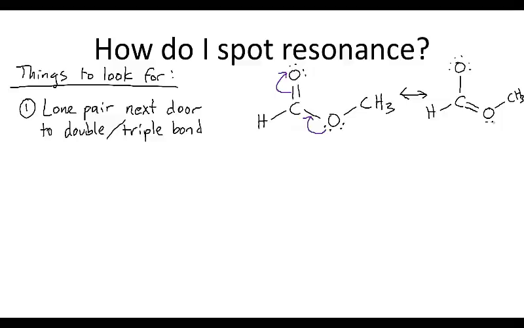And that has formal charge consequences. So what are the formal charges now? Negative on the upper one, positive on the bottom one. All right. So whenever you have a lone pair that's next door to a pi bond, you want to think, okay, there's potentially resonance there.